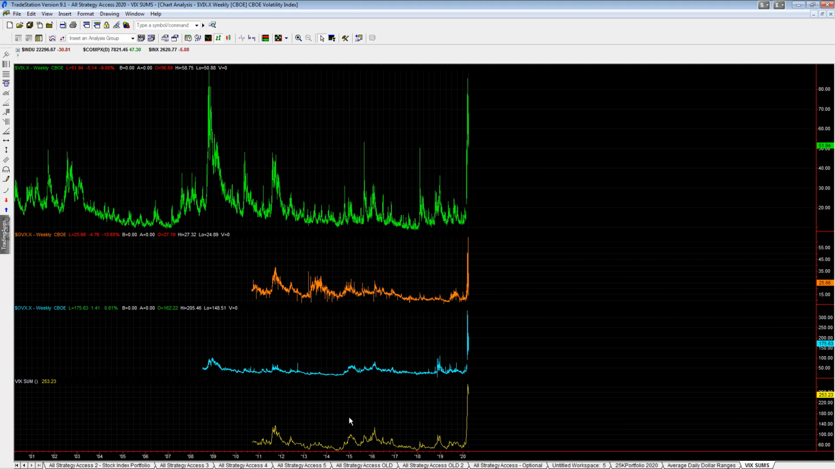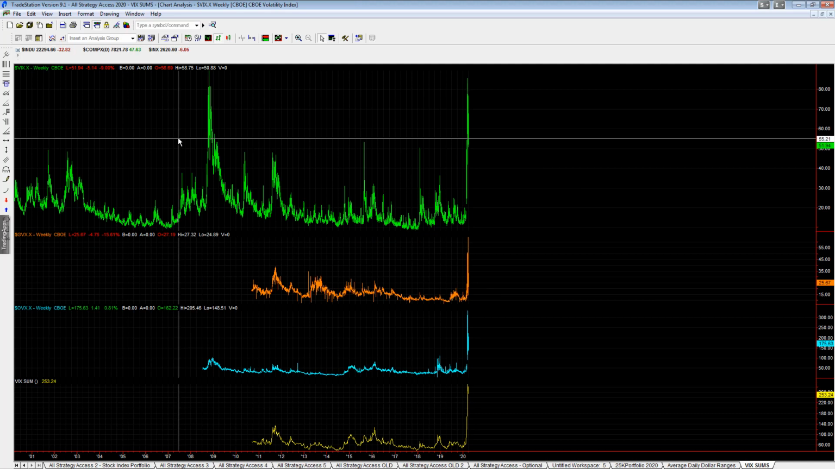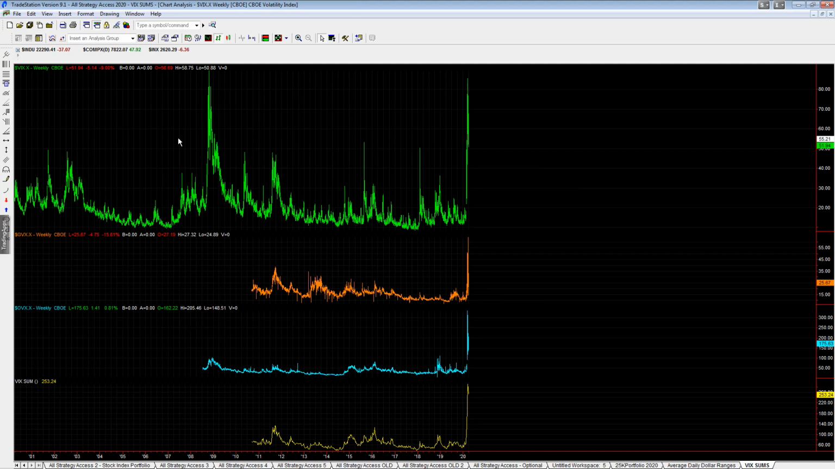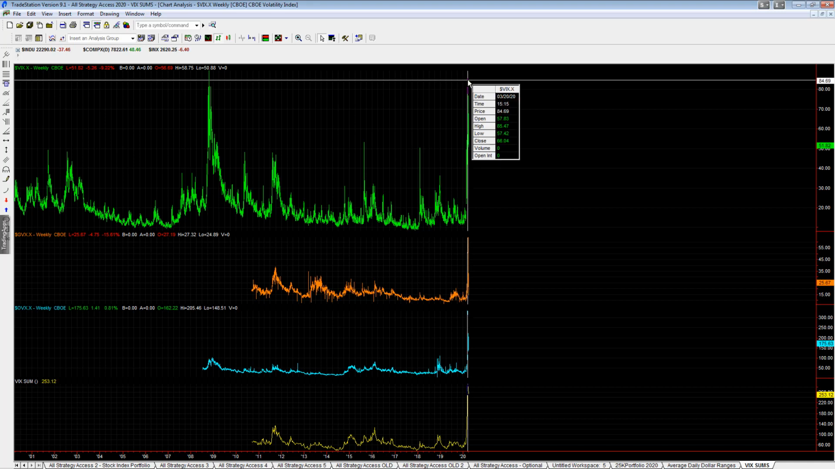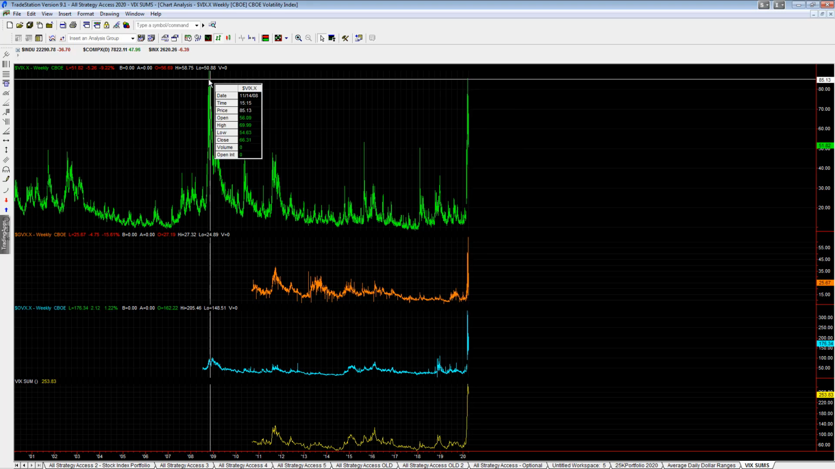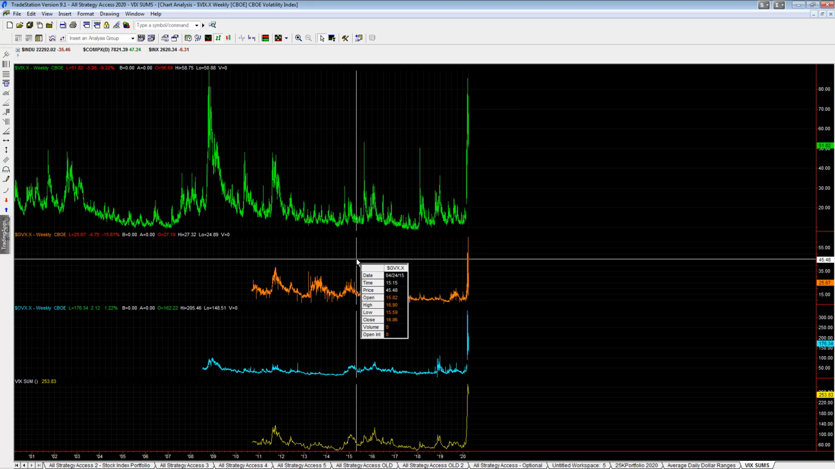Let's look at the VIX sums, and you see the sum of this is the stock market VIX. It did not hit an all-time high. The average daily dollar range did, but the VIX did not. It went to about 84, 85, and back here is at 89.